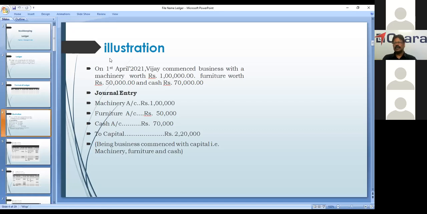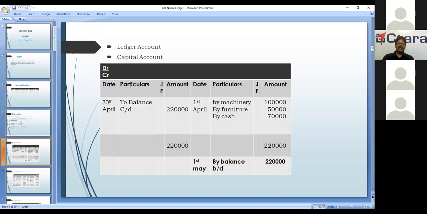What we have to do now is open a ledger, ledgers for all these 4 accounts, that is machinery account, furniture account, cash account, and capital account. Let's see the next slide. Okay, this is the capital account. We are preparing the capital account, right?